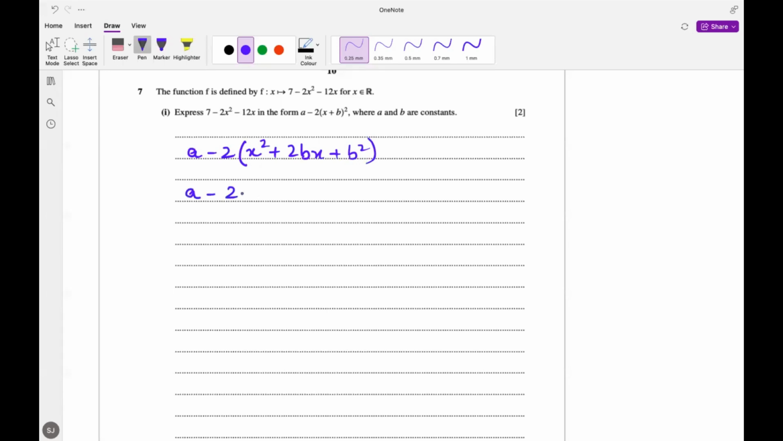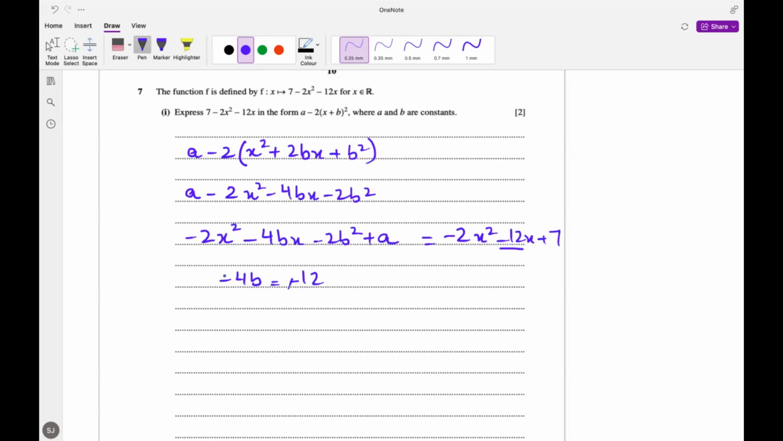Multiplying the bracket, this will become a minus 2x squared minus 4bx minus 2b squared. So we can first rearrange it to make it minus 2x squared minus 4bx minus 2b squared plus a. And now as we are comparing it with minus 2x squared minus 12x plus 7, the coefficient of x is minus 4b, and in the original expression it was minus 12. So negatives will cancel out and the value of b will be positive 3.